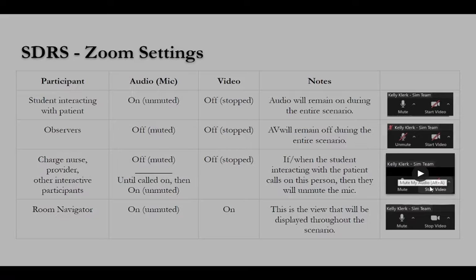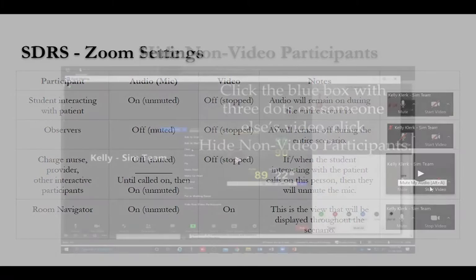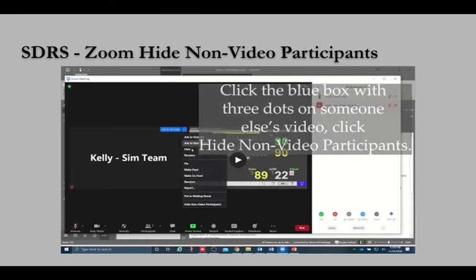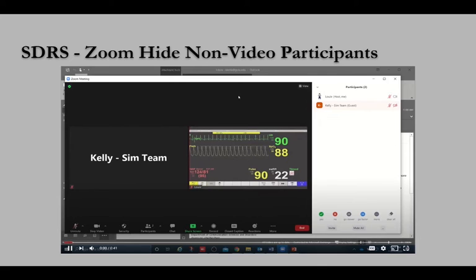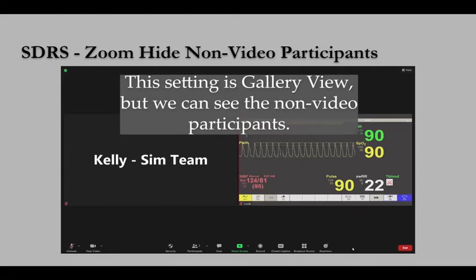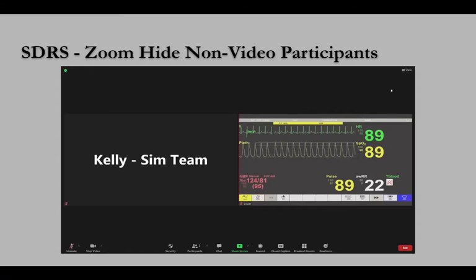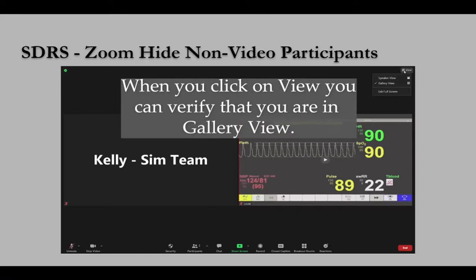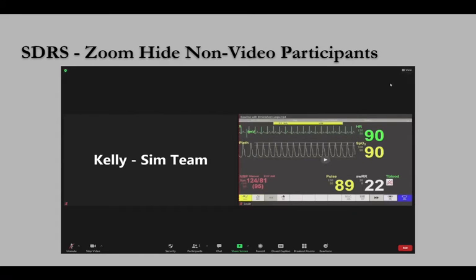The room navigator will have their mic unmuted so that you can listen to any audio, and their video will be on so that you can see everything in the exam room. In order to view the exam room fully, we need to ensure that you hide your non-video participants and are in gallery view. So what you'll do is you should be in full screen. Right now you see the gallery view, but we can see the non-video participant.